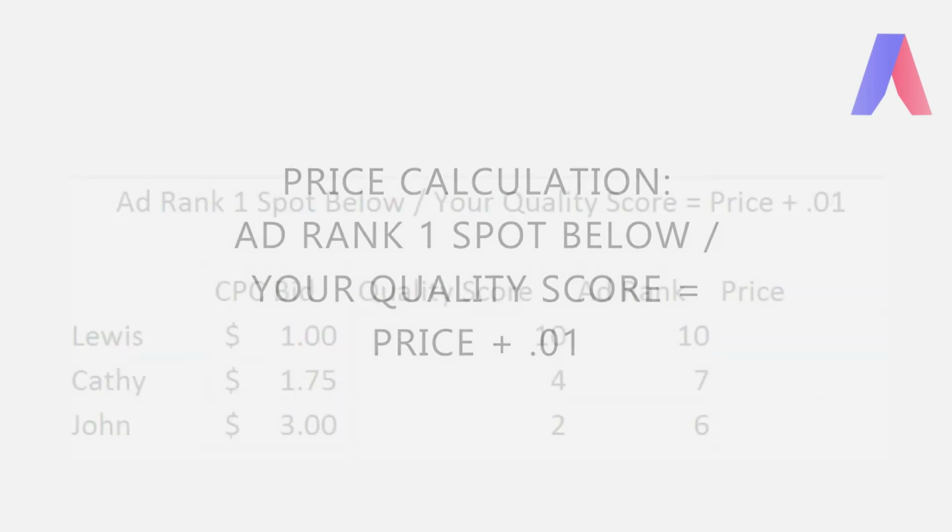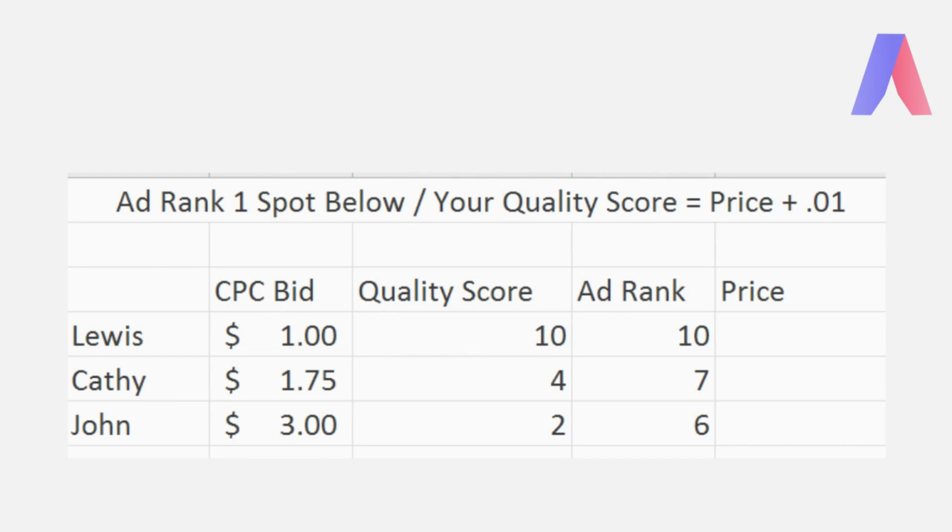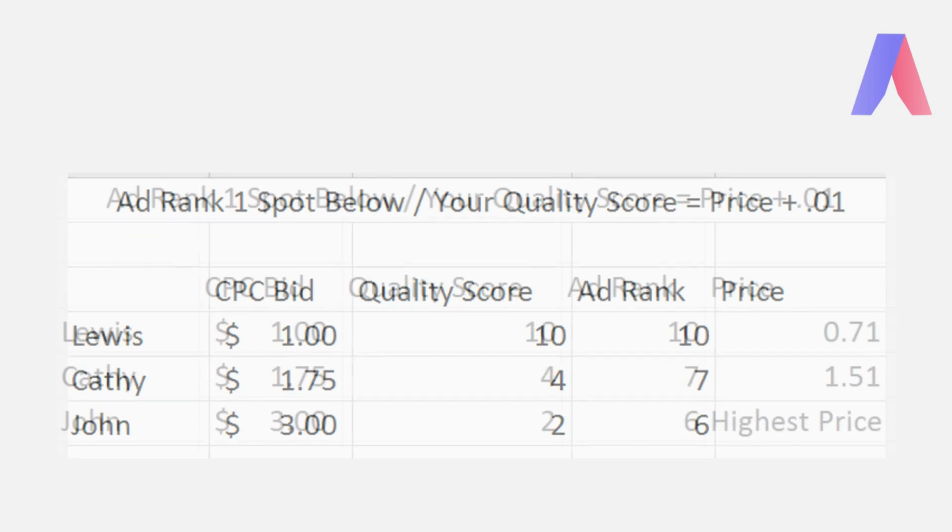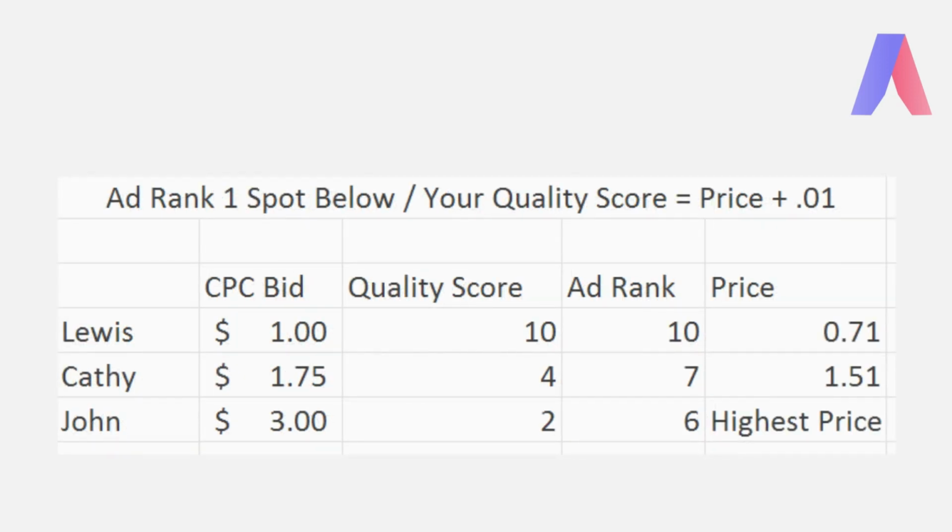So as an example, we're going to take a look at this chart again. Again, ad rank one spot below divided by your quality score, and the price equals that plus a penny. If you take Lewis and look at the ad rank one spot below, which is 7, you divide it by Lewis's quality score of 10, and then add a penny, his price would be 71 cents a click for spot number 1. Then if you take Kathy, you take 6 divided by 4, so she'd be paying $1.50 plus a penny, $1.51. She's in spot 2 paying more than double what Lewis is paying. And of course, John would be really tanked out with the highest price of all 3.